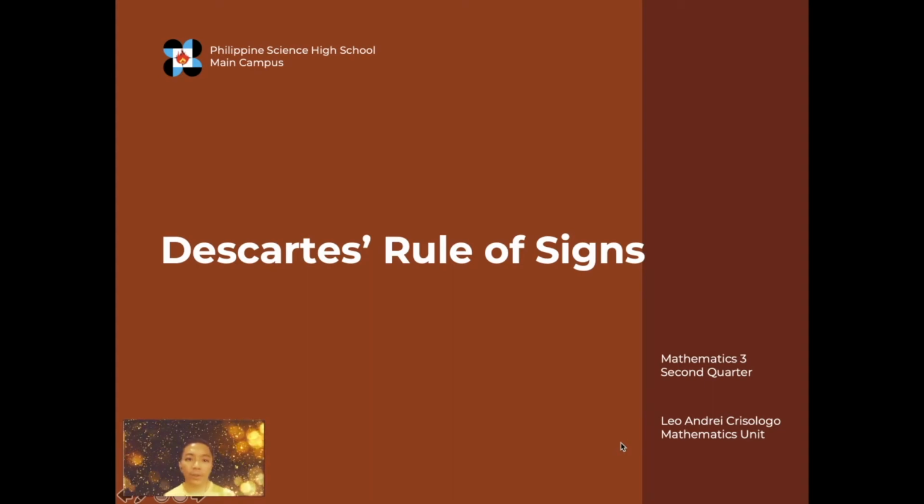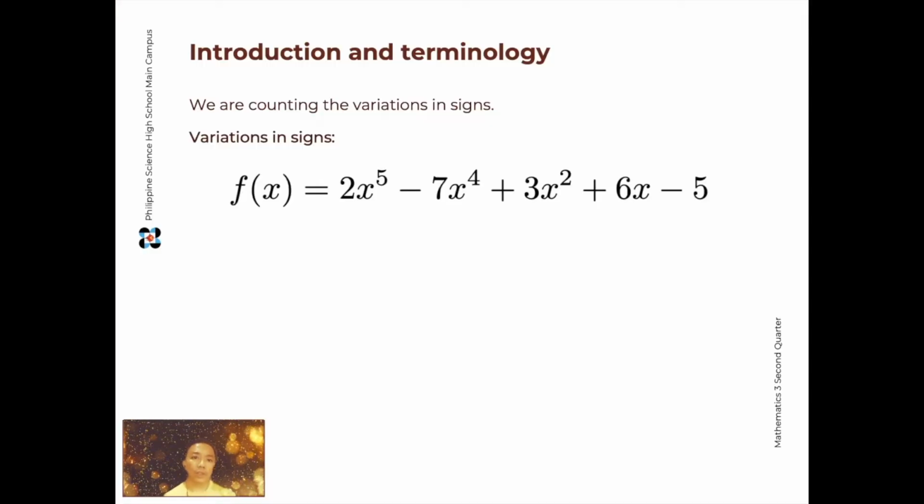Good day! So yung next topic natin ay Descartes Rule of Signs. So introduction muna tayo sa terms na gagamitin natin. Ang theorem na to ay binibilang niya yung sign changes or variations in signs kung paano nakasulat sa modules. So I'll just call it sign changes. We're counting sign changes in this polynomial function as follows.